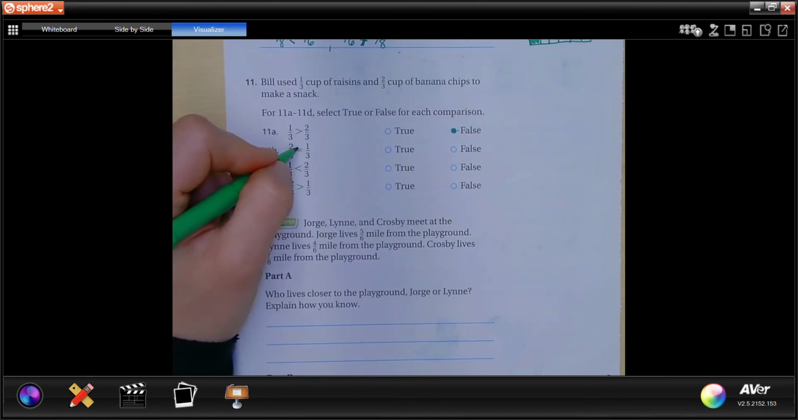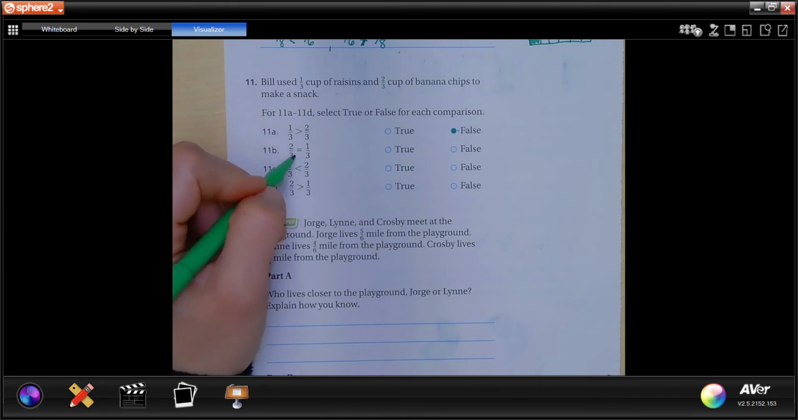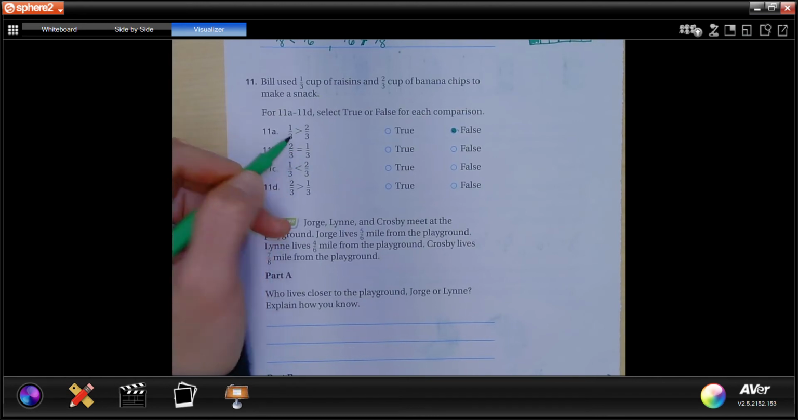11B, is 2/3 equal to 1/3? The same denominator again, so we're going to look at the numerator. 2 is greater than 1, so is this correct? It is not correct.